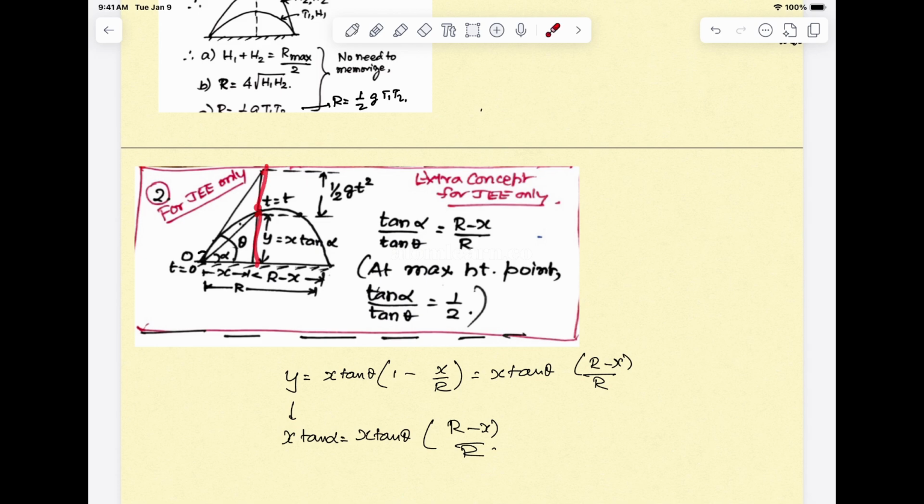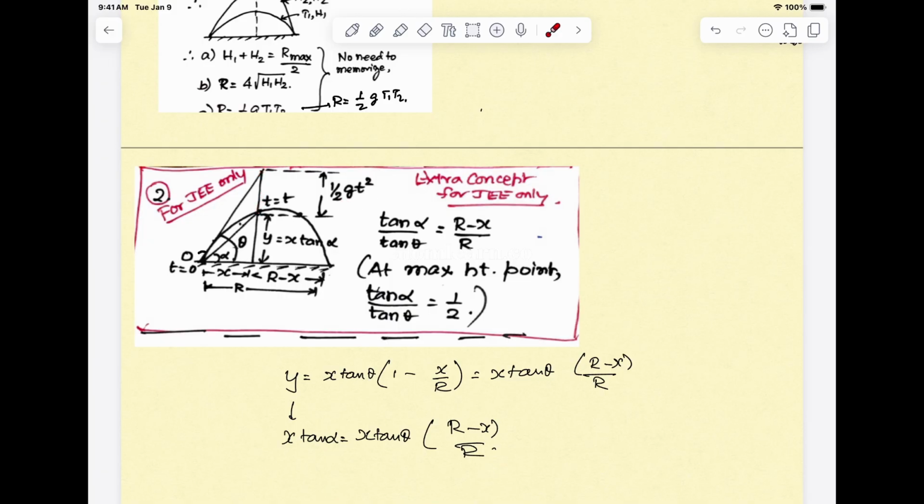This divided by this is this divided by this. Or another way of saying it is this divided by this equal to this divided by this. What is this? This is x. Now what is this height? This height will be half g t squared.